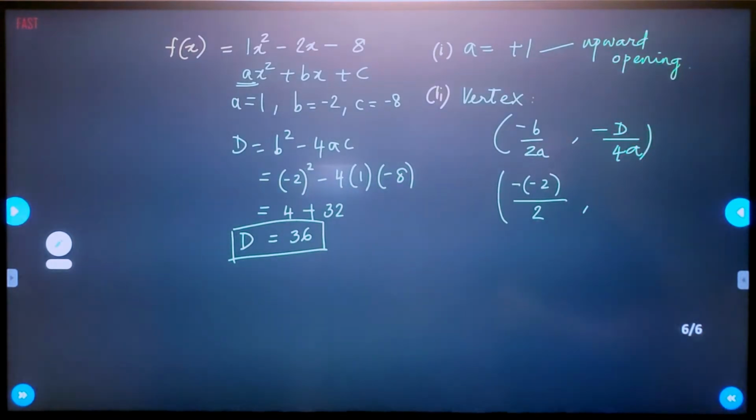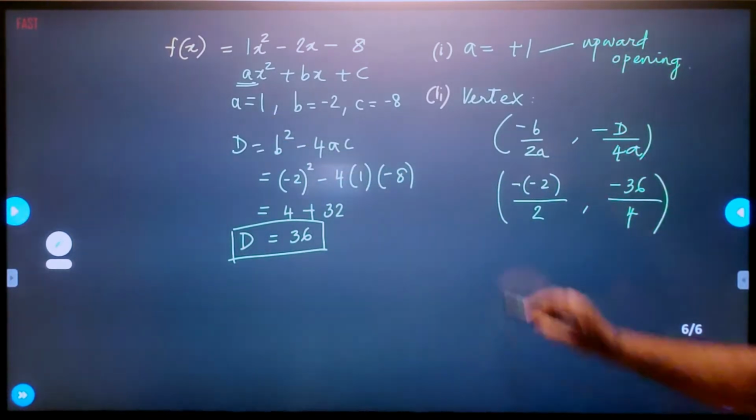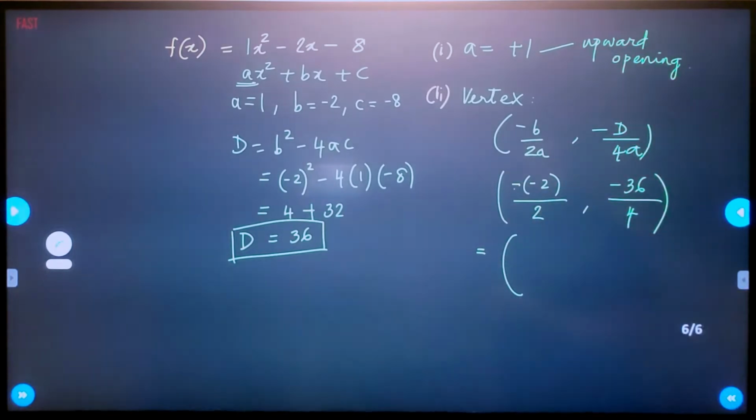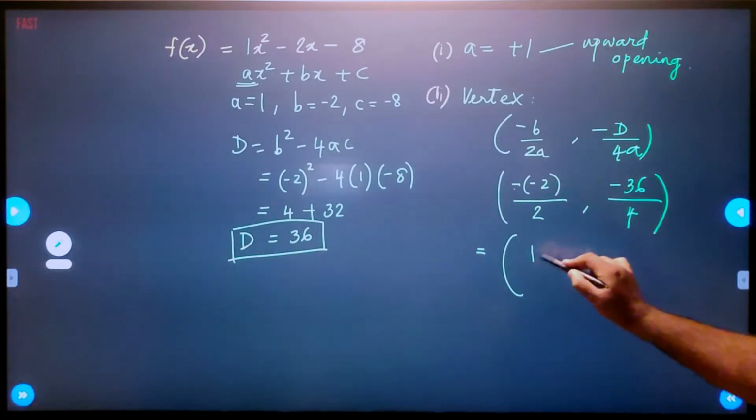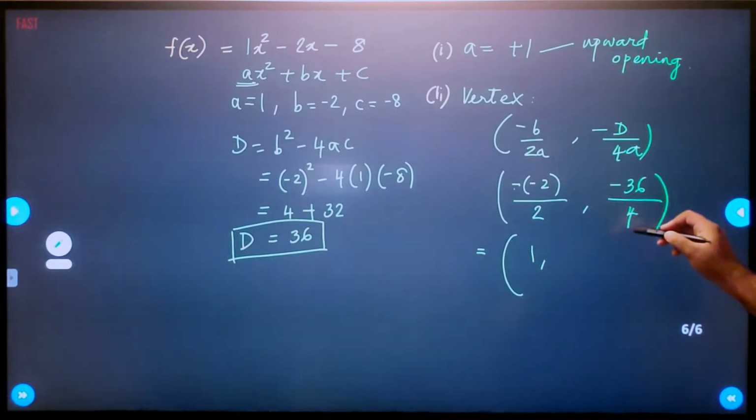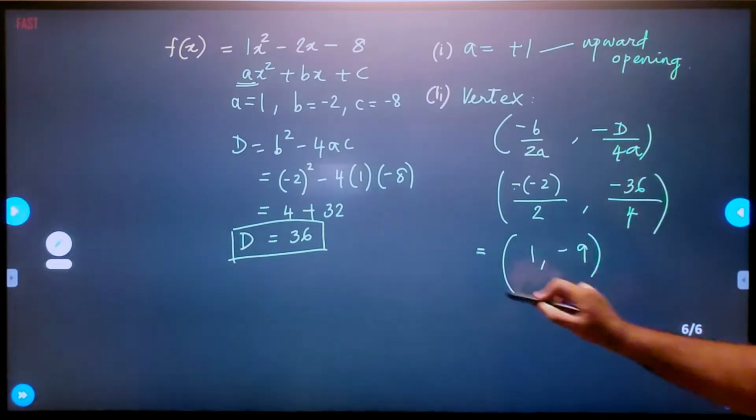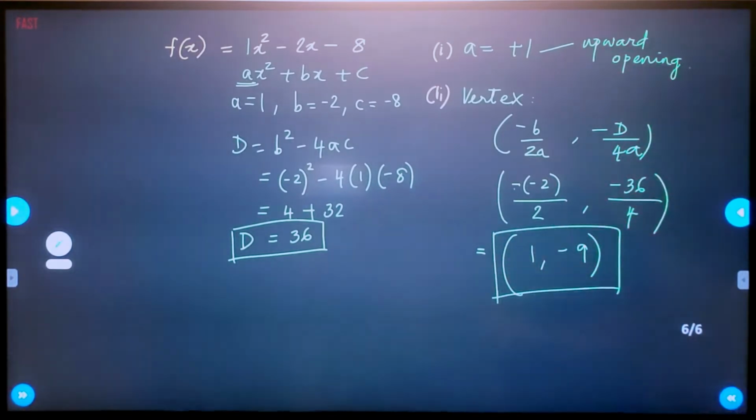I'll put that value here. So minus d is going to be minus 36 divided by 4a. A is 1, so 4 into a is 4 into 1, which is 4. I'll simplify this. Minus of minus 2 is going to give me plus 2. Plus 2 by plus 2 is going to give me 1. Minus 36 by 4 is going to give me minus 9. So at the coordinates 1 comma minus 9 should lie the vertex of this graph.